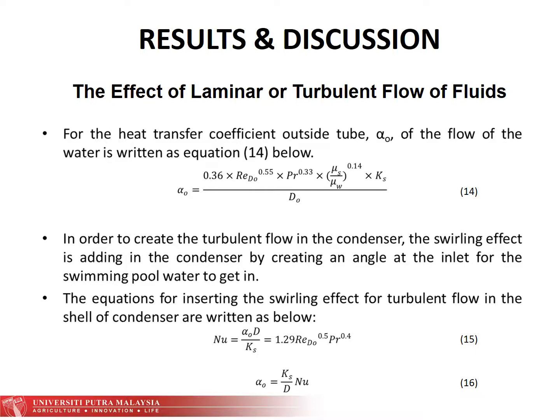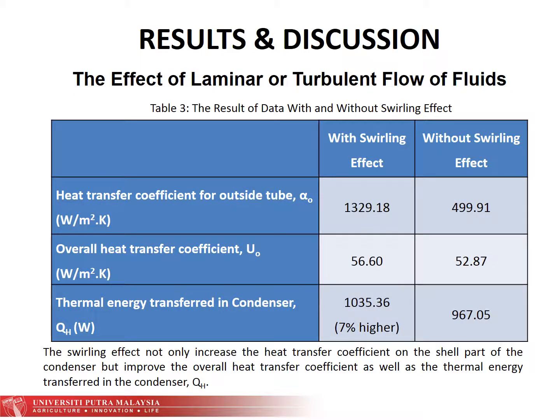In order to create the turbulent flow in the condenser, the swirling effect is added in the condenser by creating an angle in the inlet for the swimming pool water to get into the condenser. The equations for inserting the swirling effect in the condenser are equation 15 and equation 16, which are shown below. Table 3 shows the result with and without swirling effect.